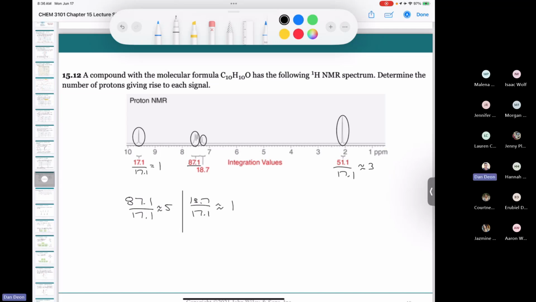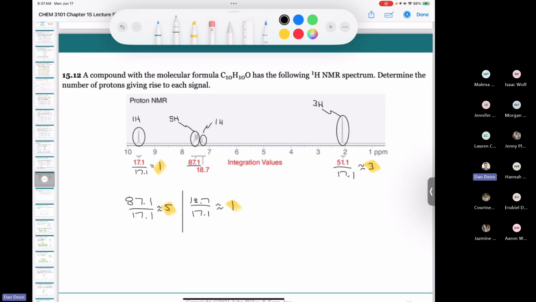Again, I'm just rounding the numbers off. But if you tally up 1 plus 5 plus 1 plus 3, what do you get? You get a total of 10. So that makes sense. That means this signal way out here represents 1 proton. This multiplet here represents 5 protons. This one here represents 1 proton. And this one here represents 3 protons. Give me a thumbs up if you're with me on how to solve a problem like this, to look for the relative number of protons. Okay, cool. Just a little bit of math involved.